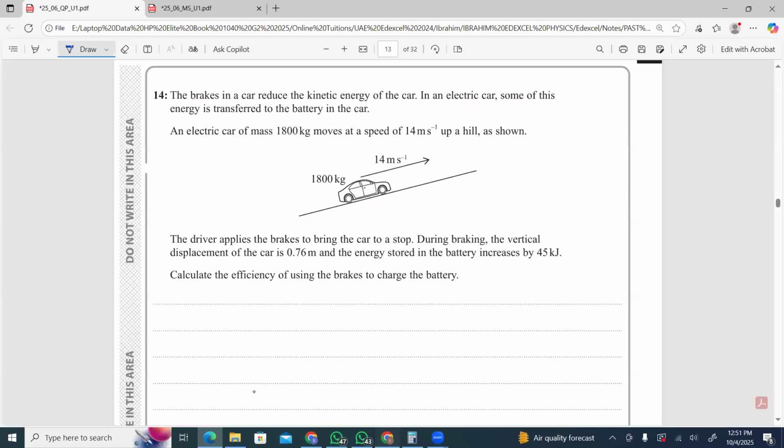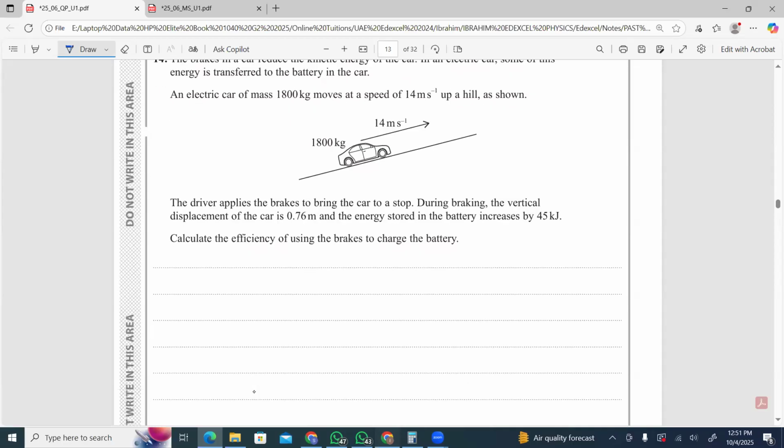14. The brakes in the car reduce the kinetic energy of the car. In an electric car, some of this energy is transferred to the battery in the car. An electric car of mass 1800 kg moves at a speed of 14 meters per second up a hill, as shown. The driver applies the brakes to bring the car to a stop. During braking, the vertical displacement of the car is 0.76 meter and the energy stored in the battery increases by 45 kilojoules. Calculate the efficiency of using the brakes to charge the battery.